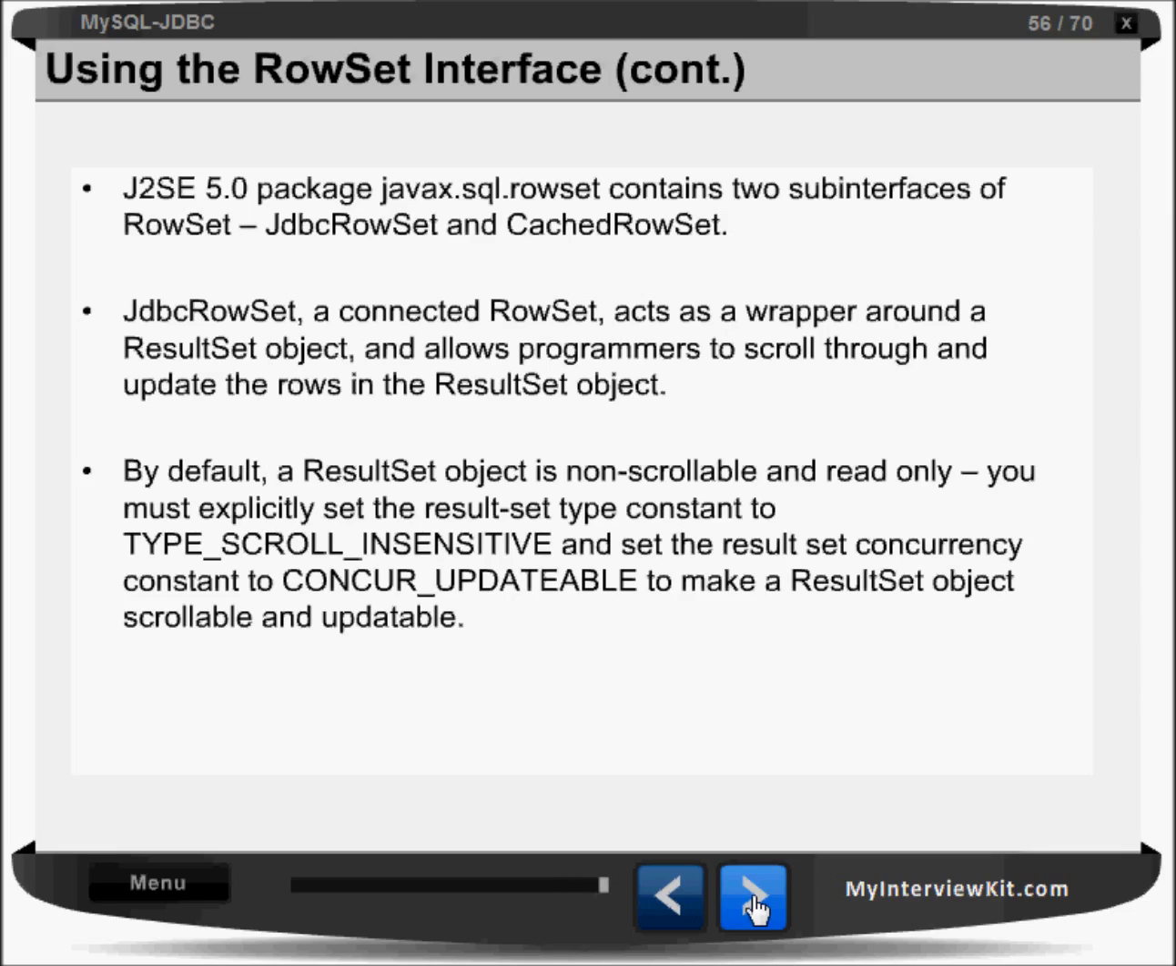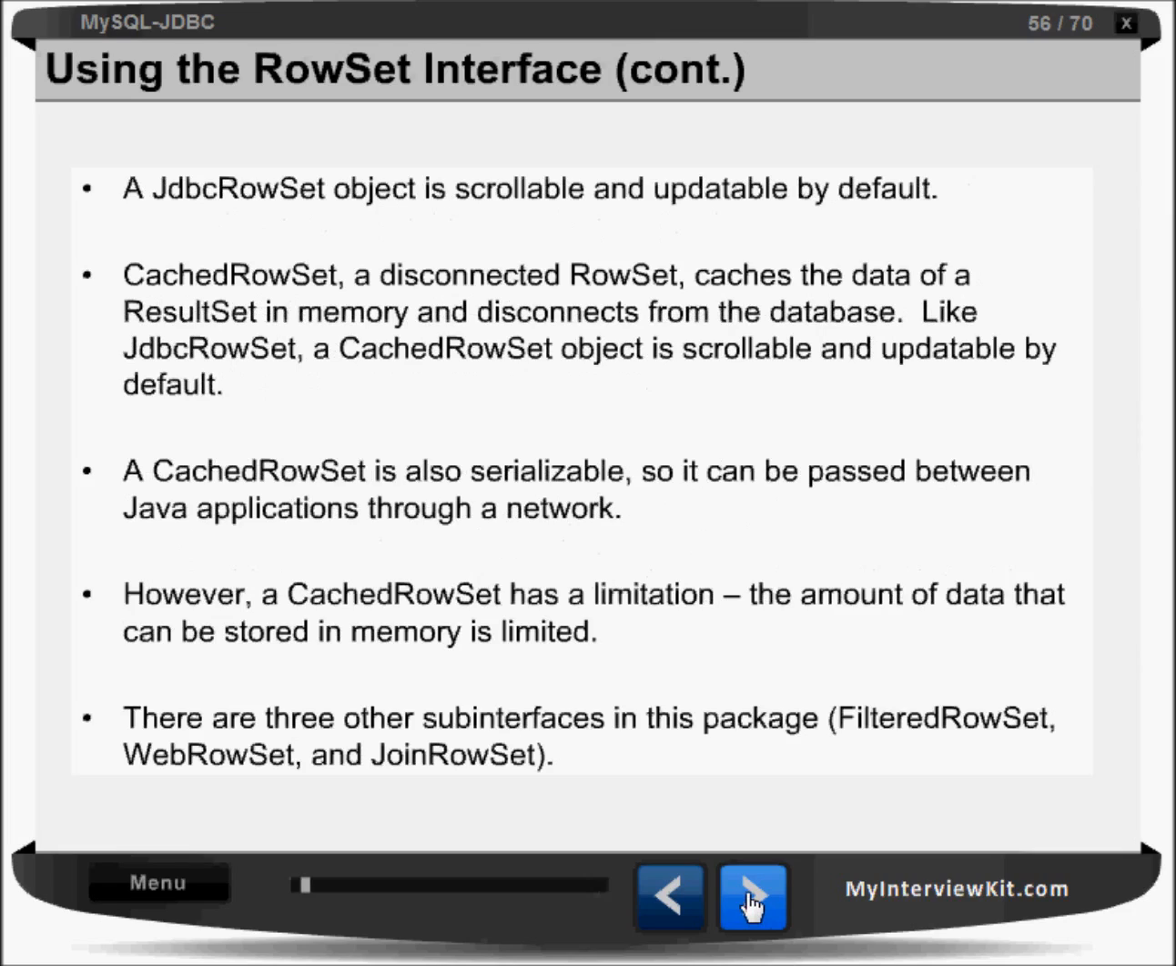By default, a ResultSet object is non-scrollable and read only. You must explicitly set the ResultSet type constant to TYPE_SCROLL_INSENSITIVE and set the ResultSet concurrency constant to CONCUR_UPDATABLE to make a ResultSet object scrollable and updatable. So you have to pass that argument. Now a JDBC RowSet object is scrollable and updatable by default, as I said.